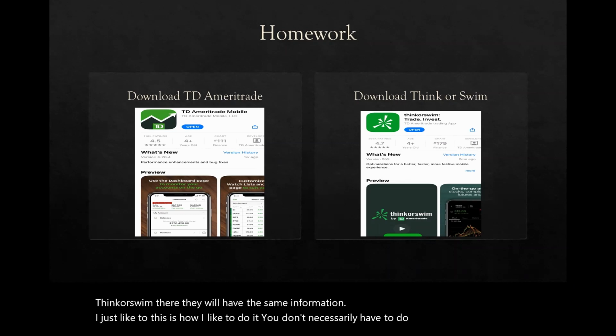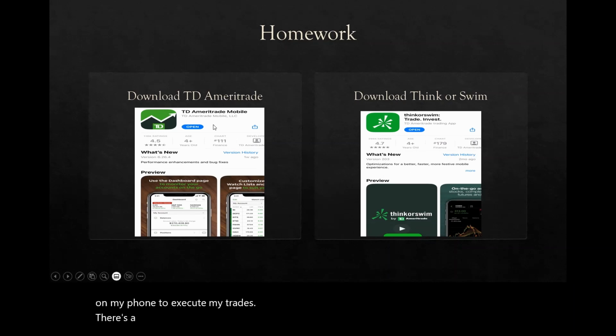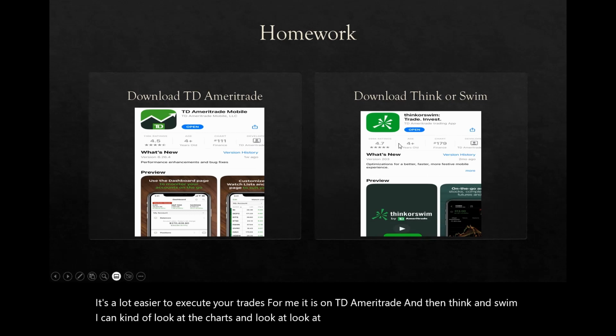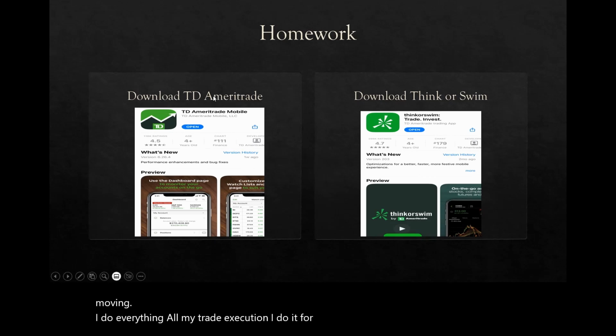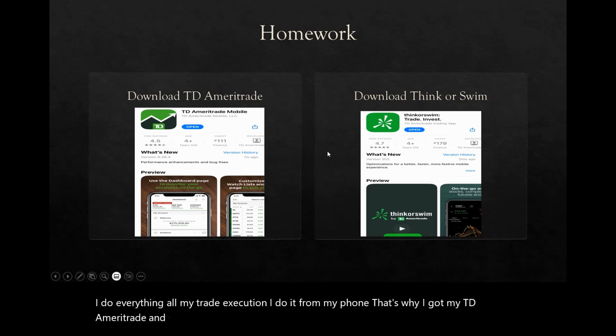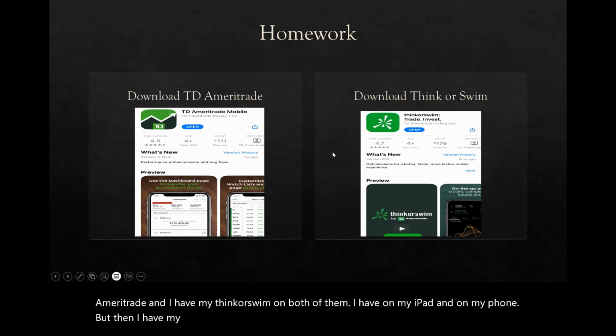I got an iPad. I use my Thinkorswim to chart and look at the market. And then I use my TD Ameritrade on my phone to execute my trades. It's a lot easier to execute your trades, for me, on TD Ameritrade. And then with Thinkorswim, I can look at the charts and look at the different stocks and see how it's moving. But I do all my trade execution from my phone. That's why I got my TD Ameritrade. And I have my Thinkorswim on both of them, on my iPad and on my phone. Then I have my iPad set up, my desktop, and my phone. That's how I am every morning at 9:30.